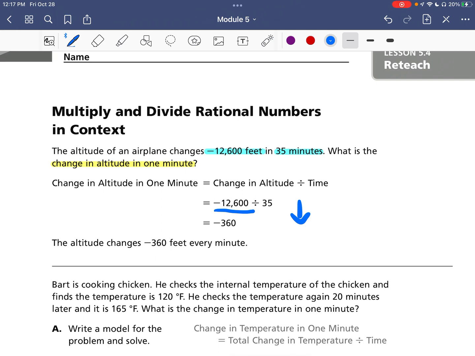And when we get our answer, it's always important to remember what you're trying to find. Putting that answer into a sentence helps you keep track of your units and makes sure we're answering the right question. So here we found out that over the course of 1 minute, for every minute, the altitude changes 360 feet going down, so negative 360 feet per minute.